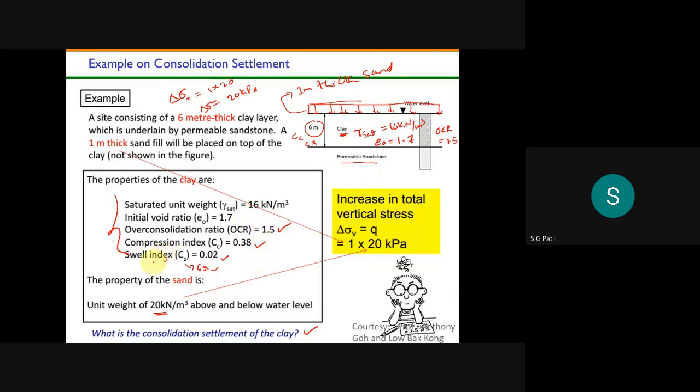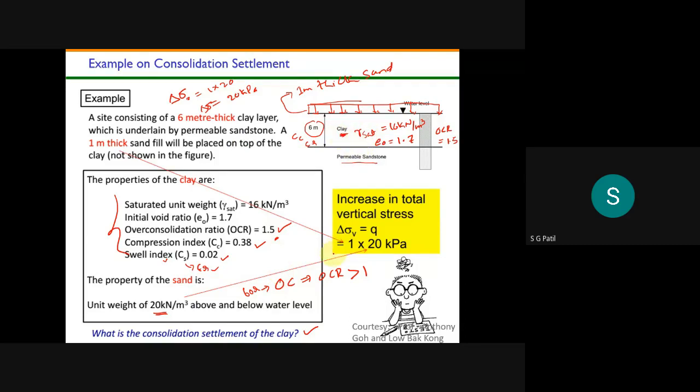Now I have to check. Obviously, since they have given an over consolidation ratio of 1.5, which is more than 1, it is an OC soil, right? For OC soil, the OCR, that is the over consolidation ratio, will be greater than 1. Since my OCR is greater than 1, obviously this soil is an over consolidated soil.